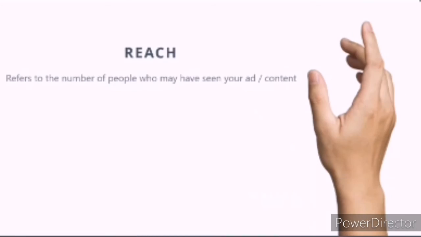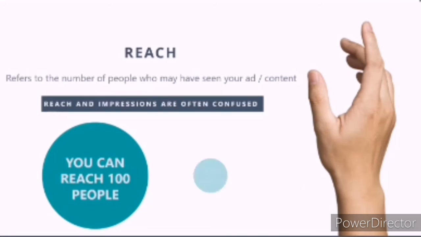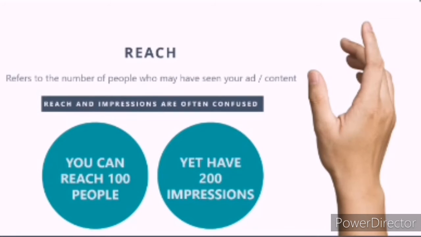Reach refers to the number of people who may have seen your ad or content. So now we're removing the focus from the ad and putting it on the person who's seeing the ad. Reach and impressions are often confused. You can reach 100 people, yet have 200 impressions. What that means is that on average, every person of those 100 people saw your ad twice. So you received 200 impressions, but you reached 100 people. I hope that makes sense.